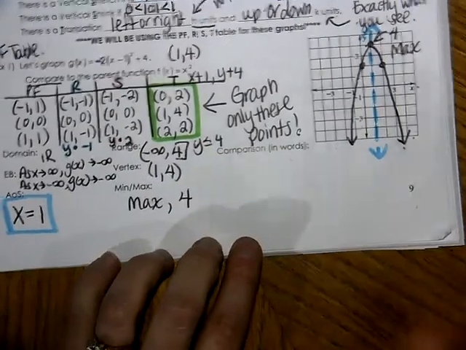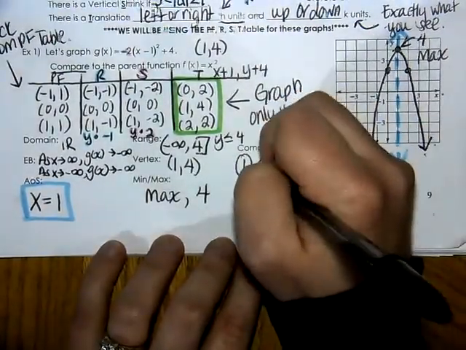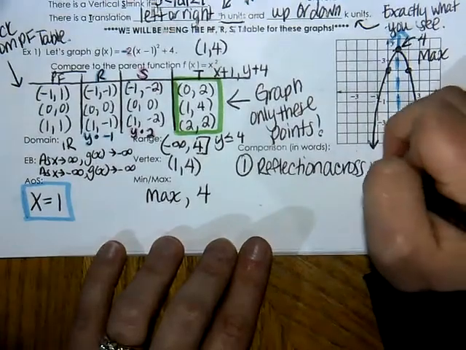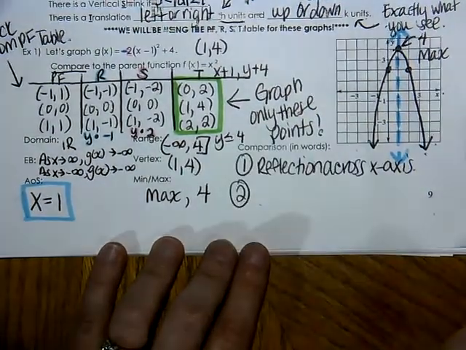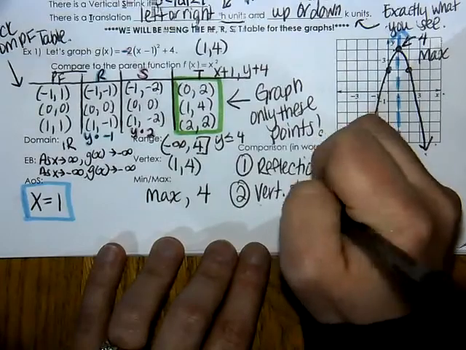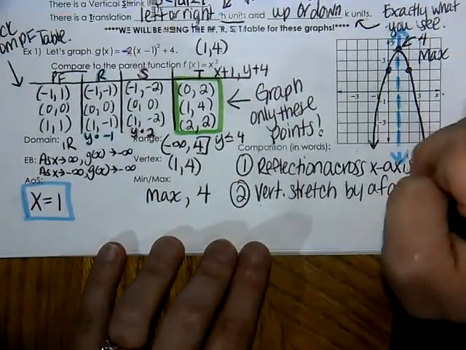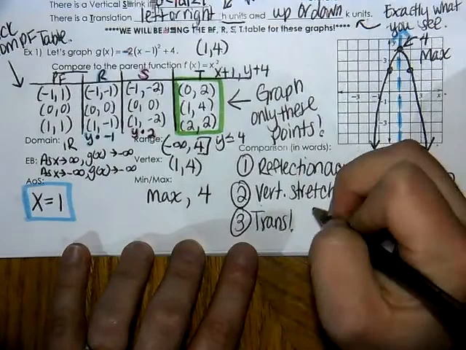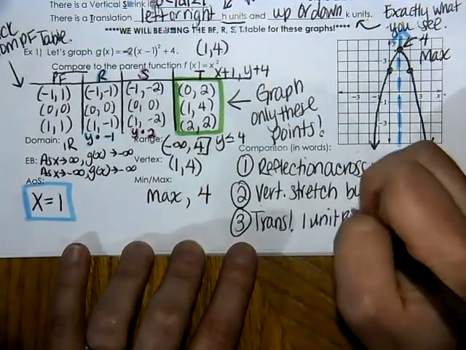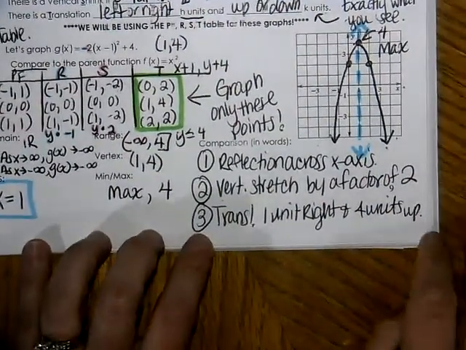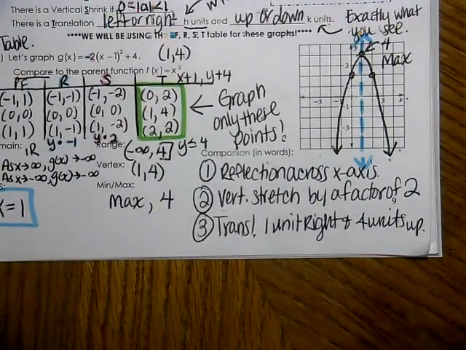In terms of comparison in words, that's the same language that we used before. So number 1, we will have a reflection across the x-axis. Number 2, we will have a vertical stretch by a factor of 2. And number 3, we will have a translation 1 unit to the right and 4 units up. All right, let's go ahead and move on to the next page.